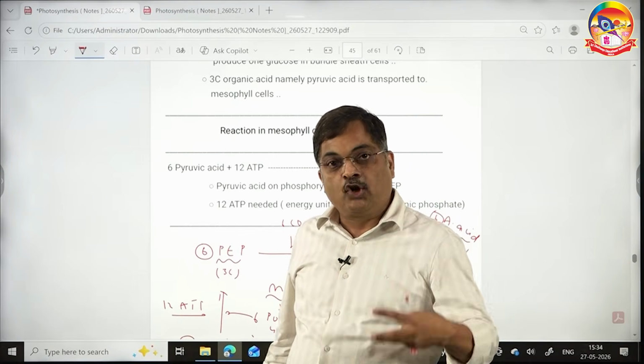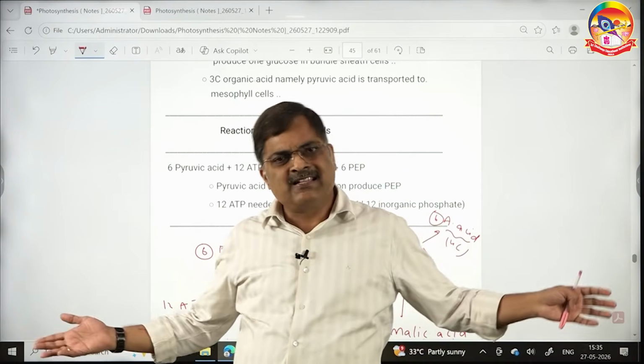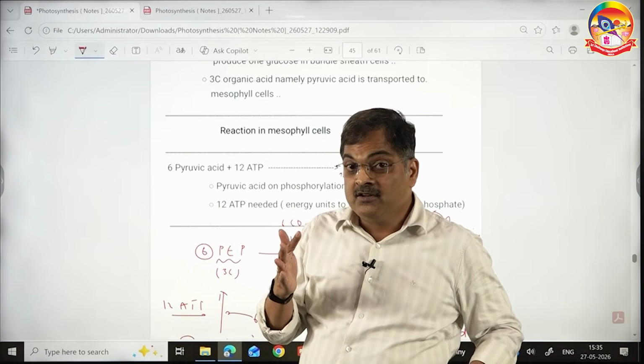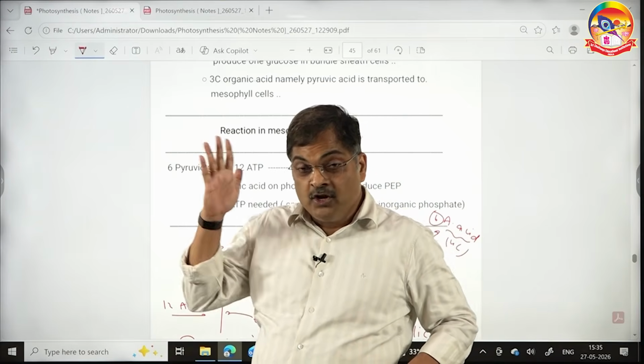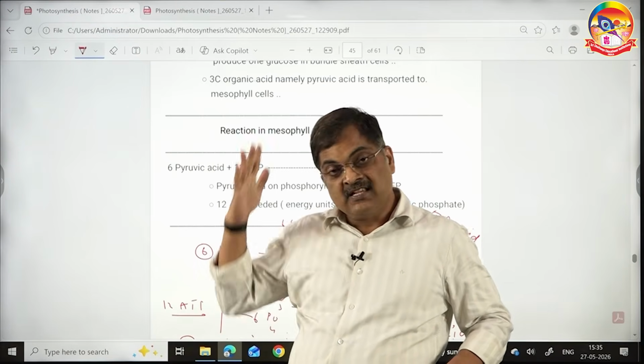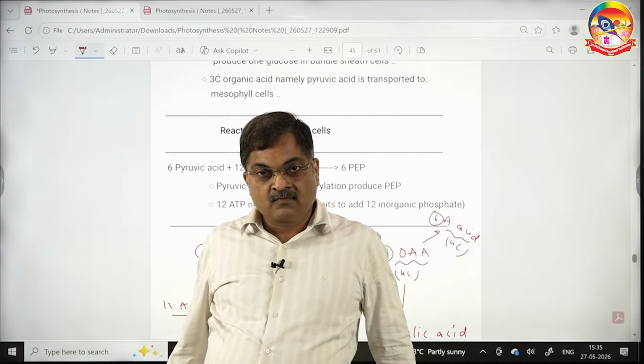Tomato, bell pepper, chlorella are C3. Majority of plants are C3. SMS. No, not the one you're thinking. Sugarcane, maize and sorghum is SMS. That is C4. All right.